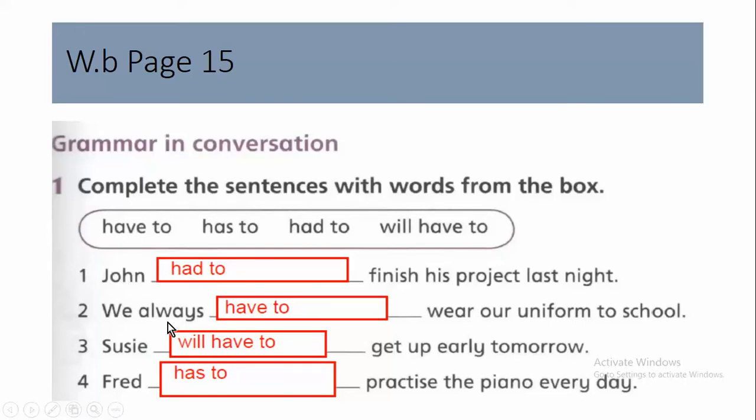2. We always wear our uniform to school. Look here. The word always is a keyword for the simple present. And we takes have because it is plural. So we use the following. Have to is the correct answer.